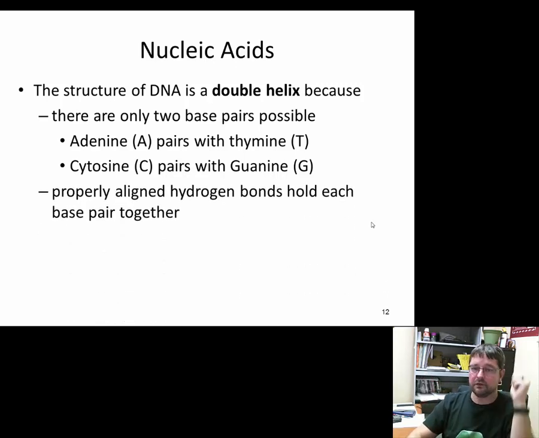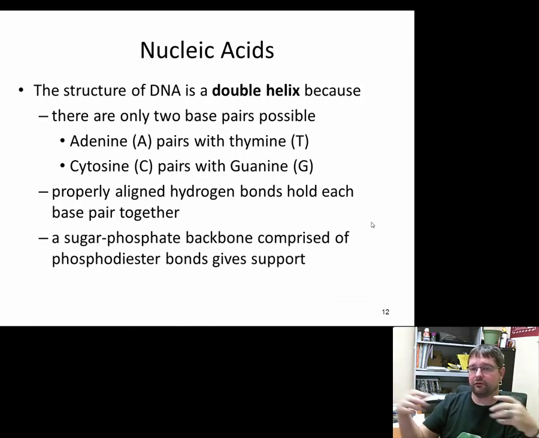These guys are held together by hydrogen bonds. We already talked about hydrogen bonds, these weak forces between a hydrogen and the negative, or polar, side of another atom. Adenine and thymine have 2 hydrogen bonds between them, and cytosine and guanine have 3 hydrogen bonds between them.